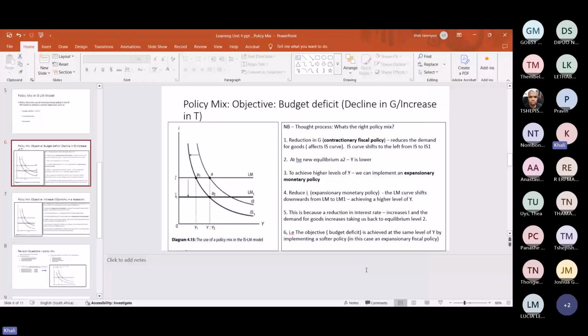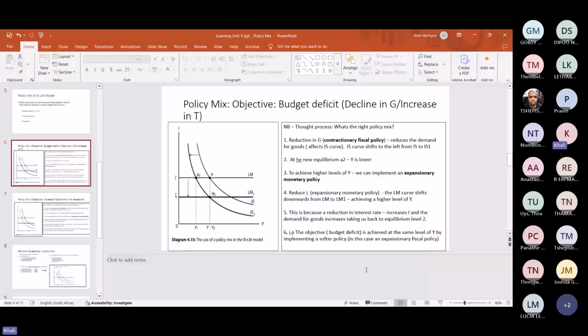If these are the two options that government has to reduce the government deficit, how then do we analyze this on our IS-LM model? Let's think about the work we did last week. This is a contractionary policy. What you see on your screen is the answer. You need to be able to do this from scratch without seeing the answer.